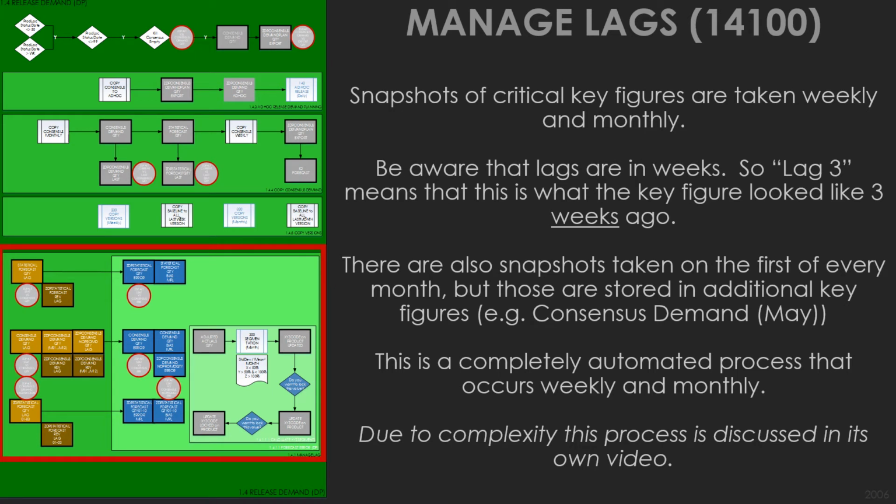Manage lags. Snapshots of critical key figures are taken weekly and monthly. Be aware that lags are in weeks, so lag 3 means that this is what the key figure looked like 3 weeks ago. There are also snapshots taken on the first of every month, but those are stored in additional key figures. For example, consensus demand May. This is a completely automated process that occurs weekly and monthly. Due to complexity, this process is discussed in its own video.